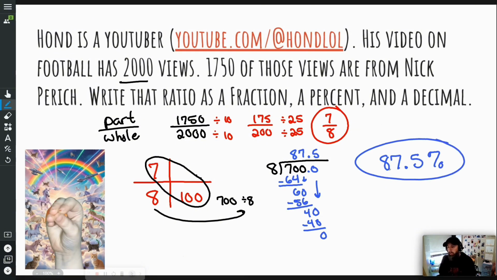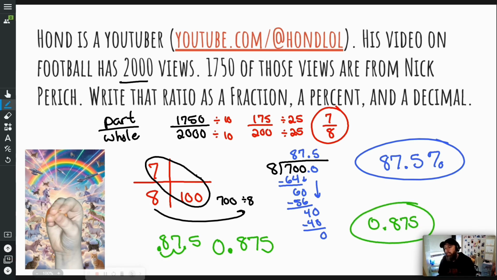Now, how do I turn that percent into a decimal? Well, write out the number without the percent, 87.5. Move the decimal left 1, 2 spaces. Put a new decimal there. That's .875. Attach a 0 at front, and you have 0.875 as a decimal.